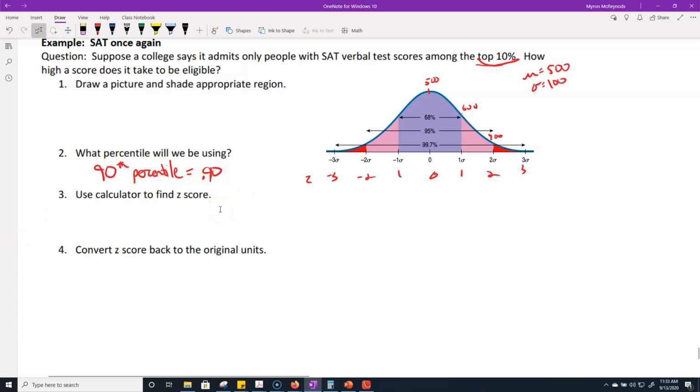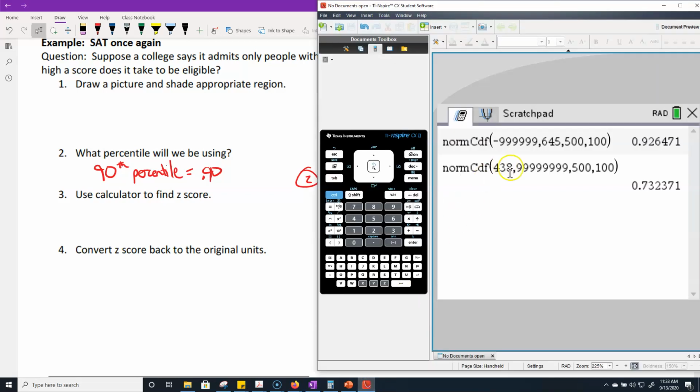So use the calculator to find the z-score. Remember, with z, your mu is actually 0. So normally it's 500 and 100, but for the z-score, you always use mu equals 0 and standard deviation equals 1. So I'm going to go to my calculator, and remember, we're doing like a reverse right here, where we know the percentage and we're trying to figure out the value.